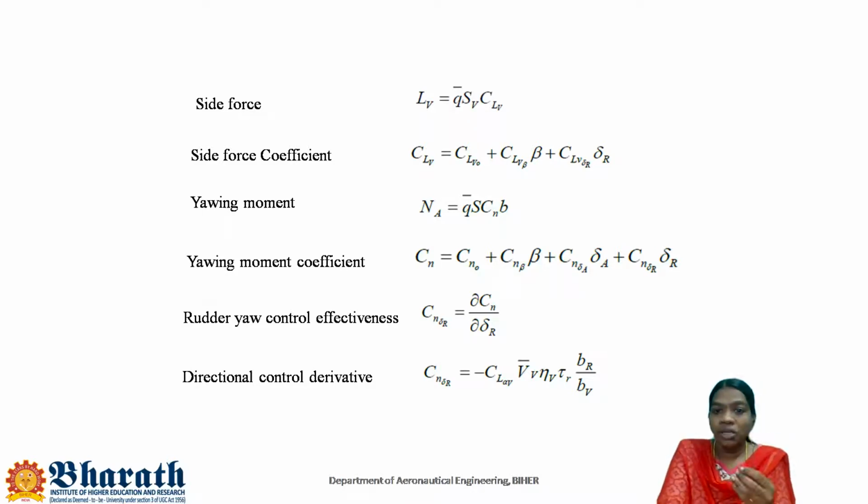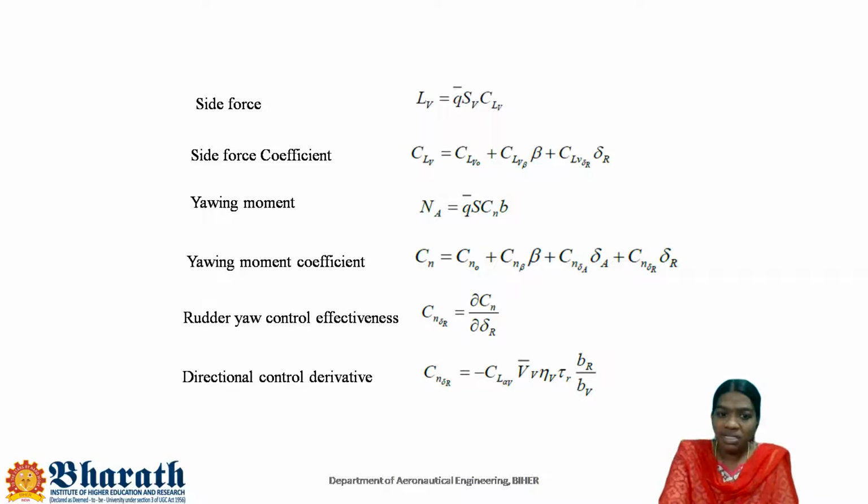So the coefficient is linearly modeled as CLV is equal to CLV0 plus CLV beta into beta plus CLV delta R into delta R. CLV beta is dou CLV by dou beta, the change in the coefficient of the vertical tail with respect to the change in the side slip angle. And CLV delta R is dou CLV divided by dou delta R.